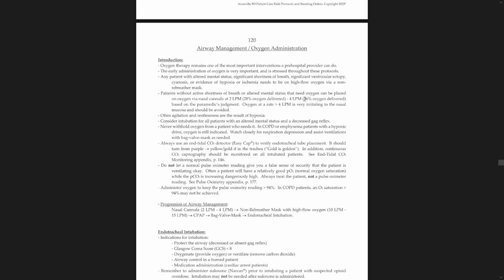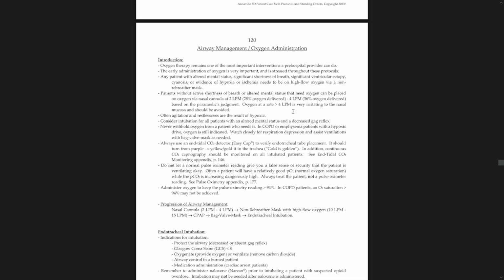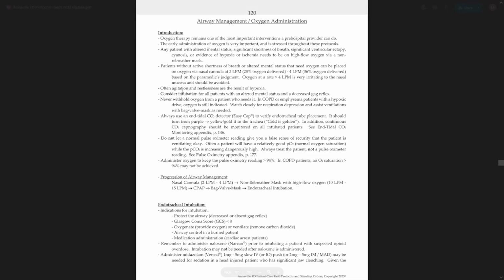Or 4 liters per minute, 36% oxygen delivered, based on the paramedic's judgment. Oxygen at a rate of greater than 4 liters per minute is very irritating to the nasal mucosa and should be avoided. Often agitation and restlessness are the results of hypoxia. Consider intubation for all patients with an altered mental status and a decreased gag reflex.